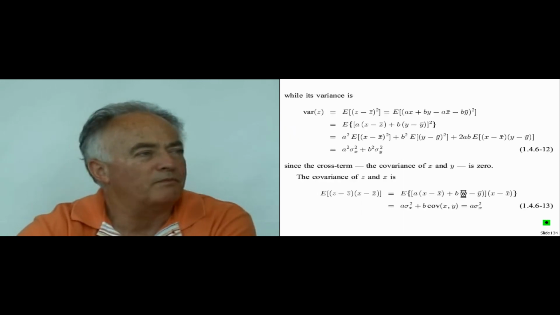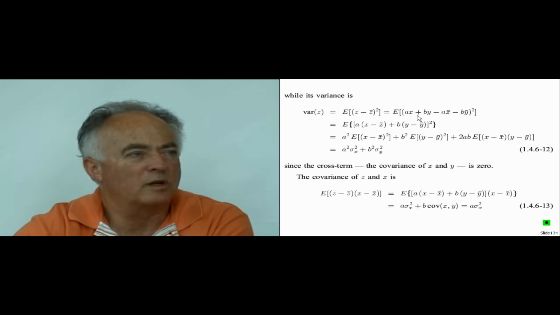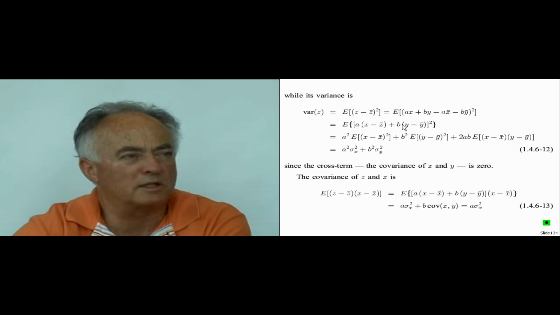The variance of z is defined as the expected value of the square of z minus z bar. We substitute for z: ax plus by. We obtain z bar as a x bar plus b y bar, changing the signs, subtracting here. Group the terms such that we can factor out a, so the expected value will be of the square of the sum of a times (x minus x bar) and b times (y minus y bar).